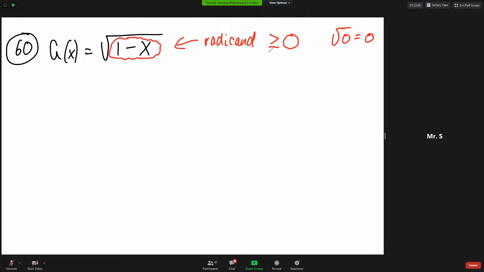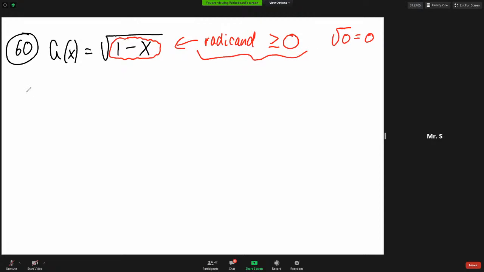And square root of positive values, that's fine. Square root of positive values are real numbers. The only thing where it breaks down and deviates from being a real number is when we have square roots of negatives. So this is what we have to figure out.